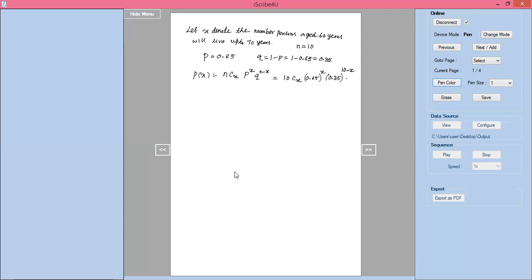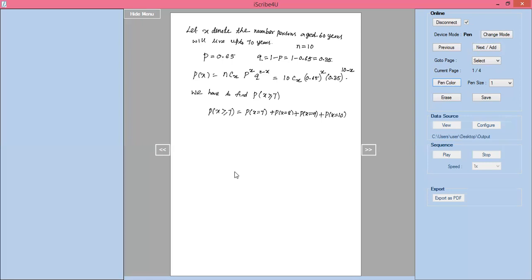Now, what is the probability we need? Out of 10 persons aged 60, at least 7 of them will live up to 70. So we have to find the probability of x greater than or equal to 7, because we need the probability of at least 7 of them. So probability of x greater than or equal to 7 is the probability of x equal to 7 plus x equal to 8 plus x equal to 9 plus x equal to 10.